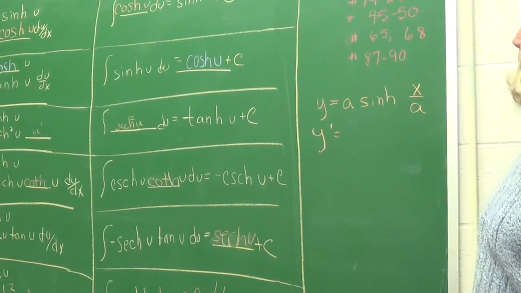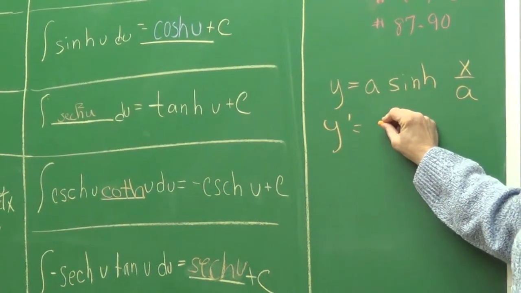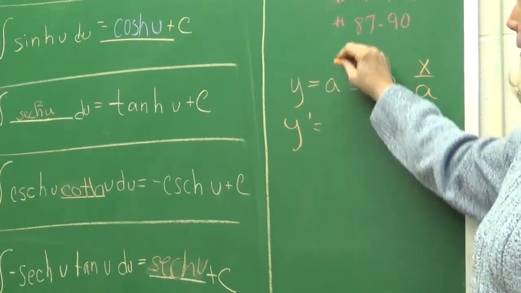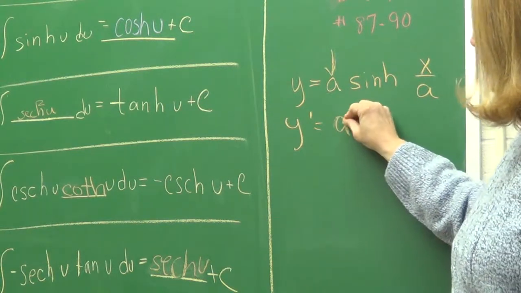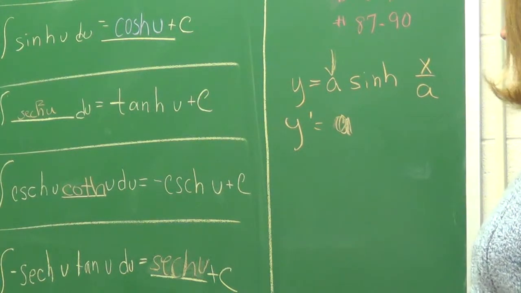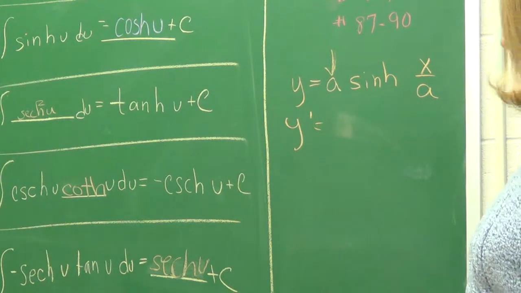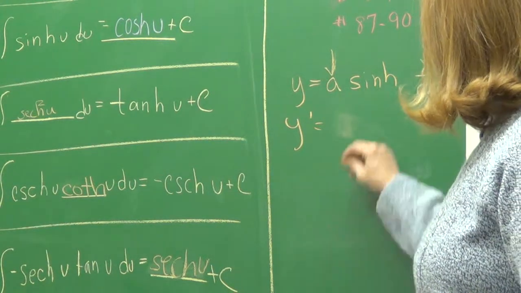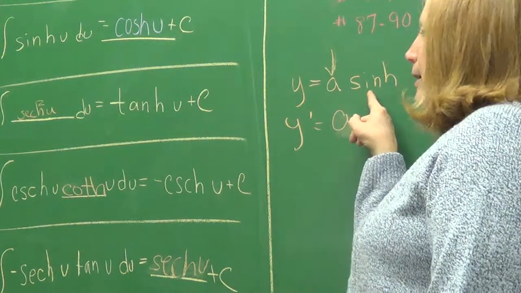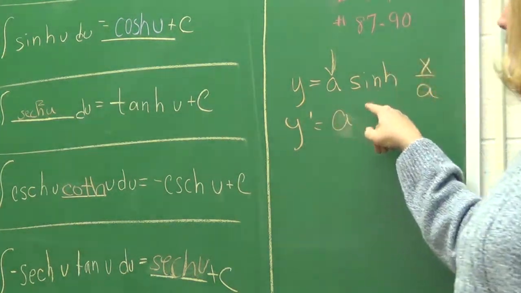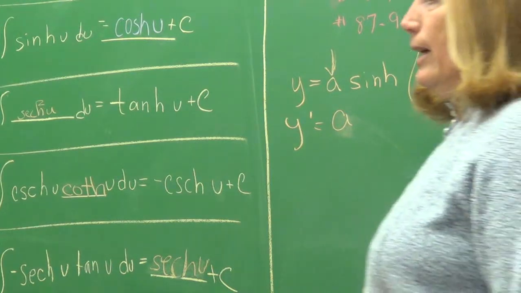Looking at the board, what will we come up with? Remember, this is just a constant, so it'll come along for the ride, and it won't be in the formula. Okay, so what's the derivative of a times hyperbolic sine of x over a?